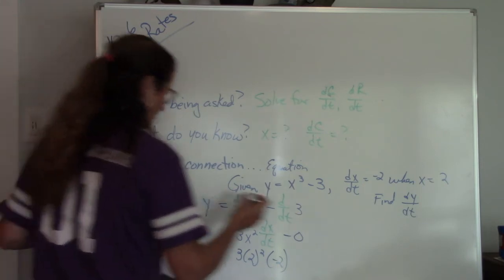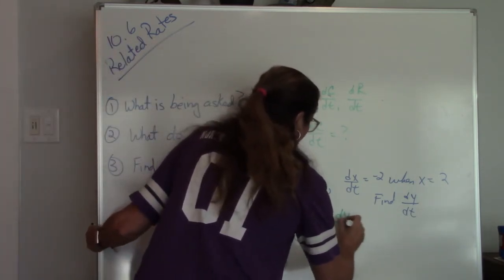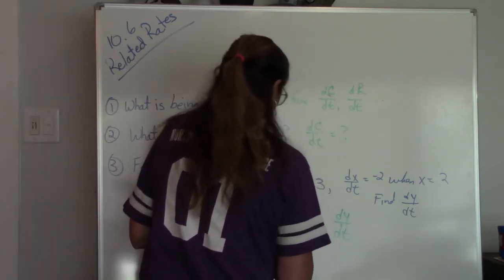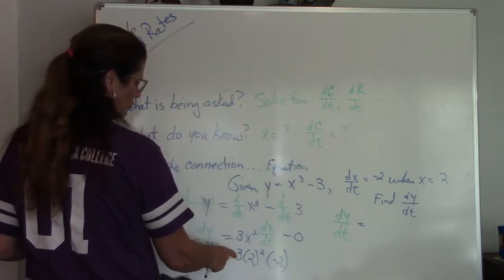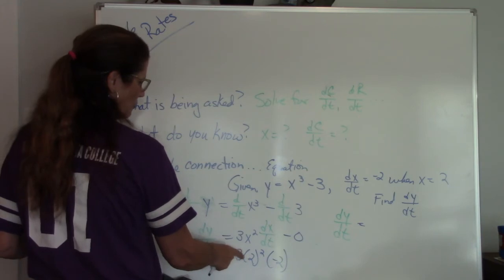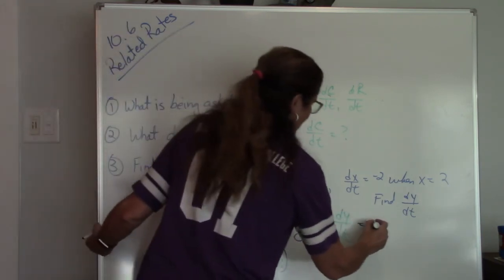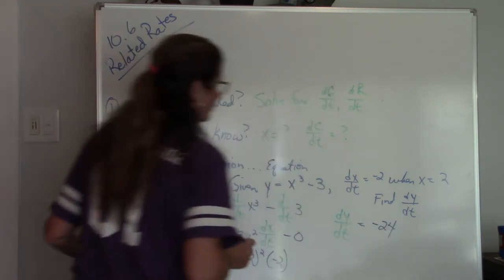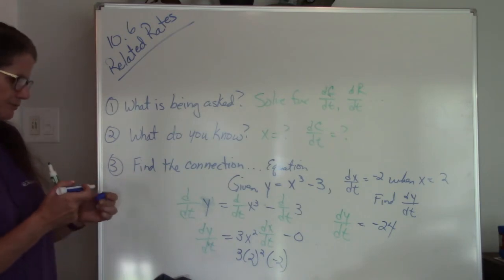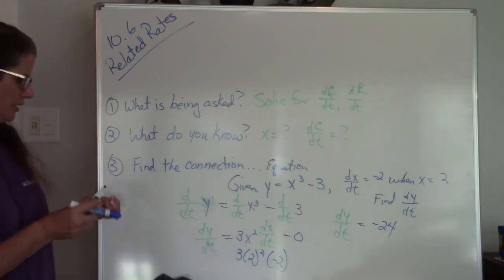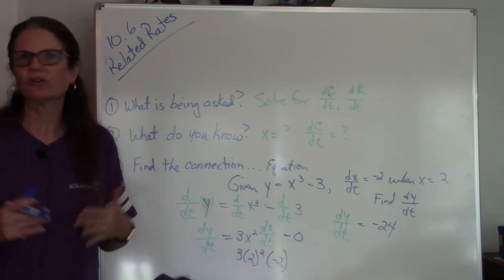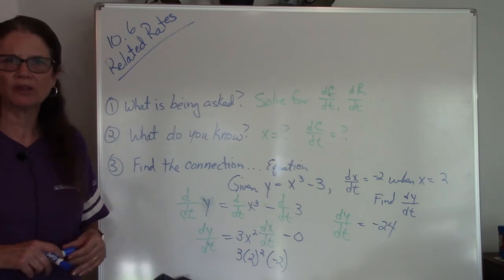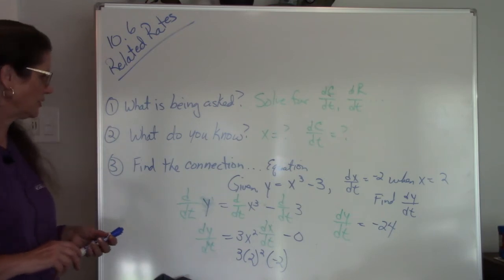So let me rewrite it over here: dy/dt equals, so 3 times 2 squared is 4, so 3 times 4 is 12. 12 times -2 is -24. So in this case, the rate that y is changing in terms of time is decreasing by 24 seconds, 24 hours, whatever the unit of measure is.